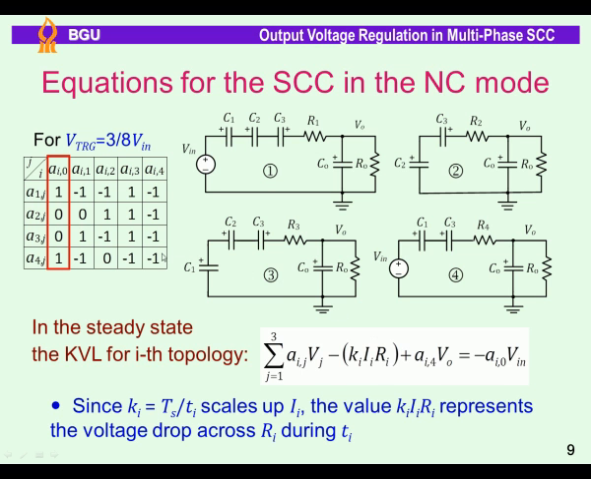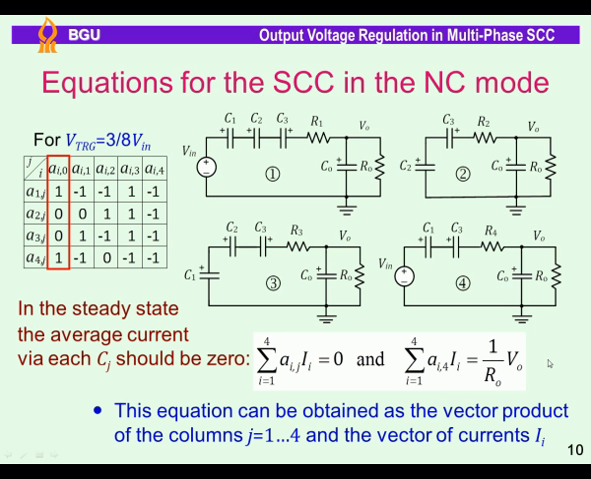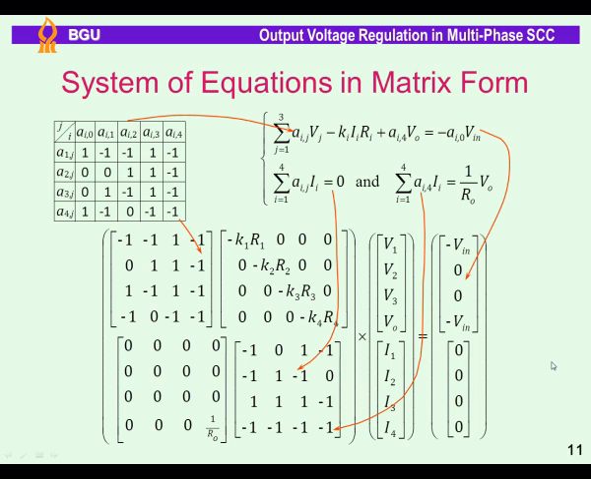As was shown earlier, each row in the table defines a given topology and therefore can be used to compose the steady-state KVL equation. This equation includes a term in brackets that controls the voltage drop across the total resistor Ri. In the steady state, the average current through each flying capacitor should be 0. On the other hand, the average output current is equal to VO over RO. This gives us two equations, which again use the coefficients Aij of the table.